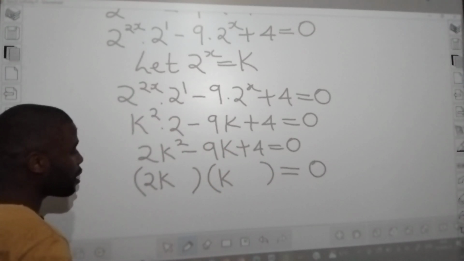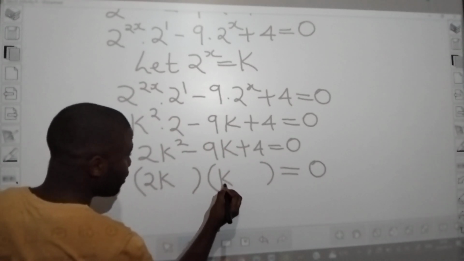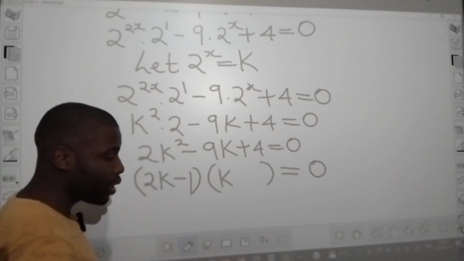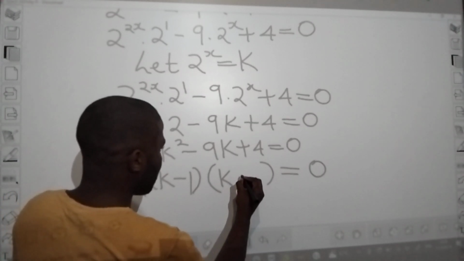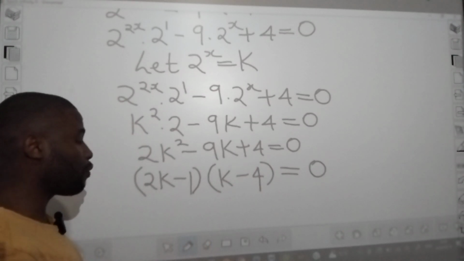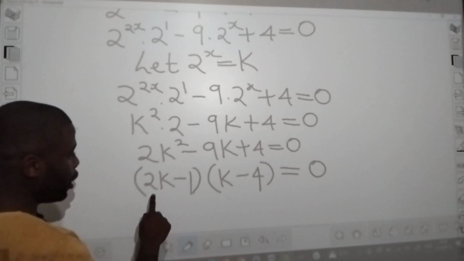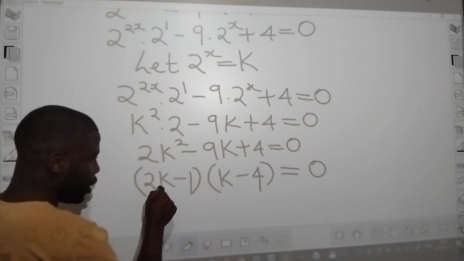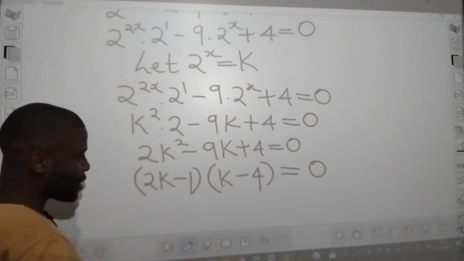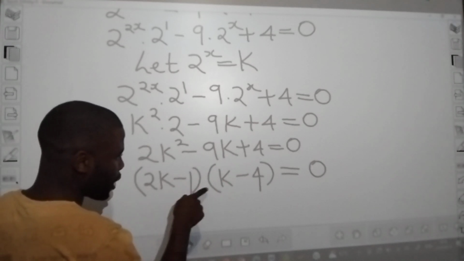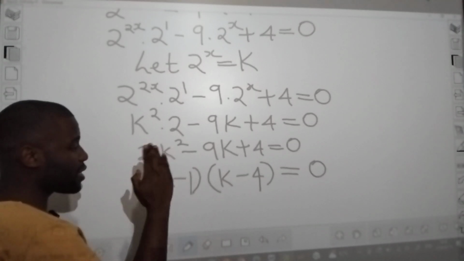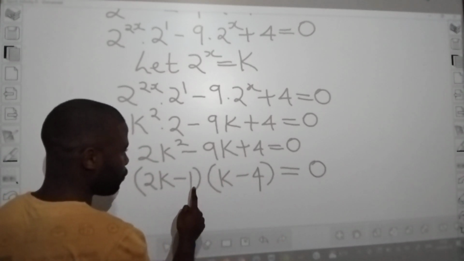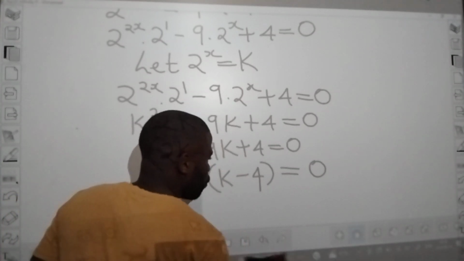So we multiply the first terms, 2k times k, that is 2k squared, right? So it means it will be 2k minus 1 as well as k minus 4. This should be your factors, right? When you apply the FOIL method, 2k times k is 2k squared. 2k times minus 4 is minus 8k. Negative 1 times k is minus k. Minus 8k minus k is minus 9k, right? Negative times negative is positive. 1 times 4 is 4. It means your factors are correct.